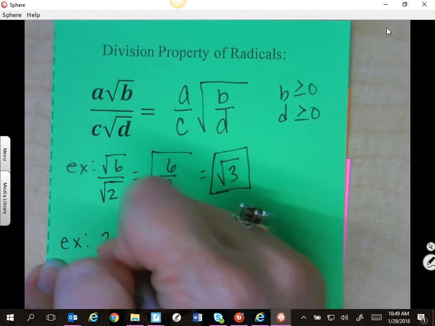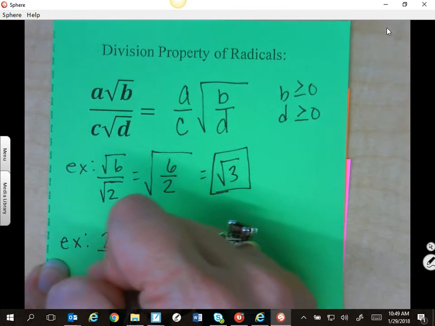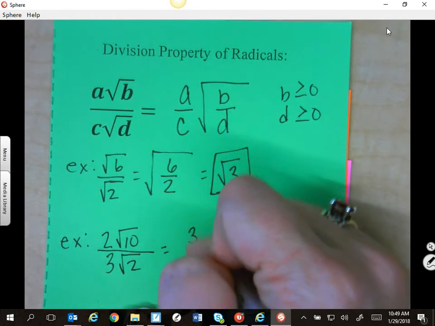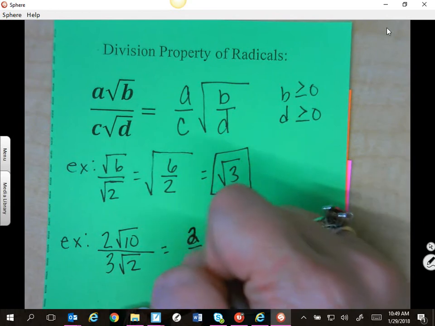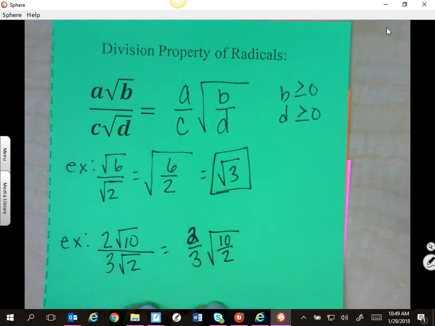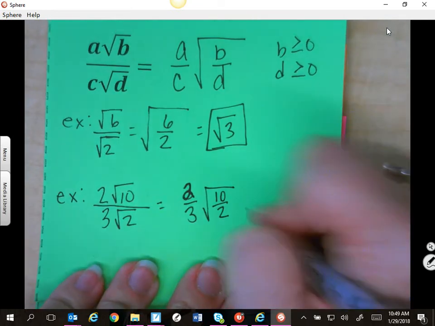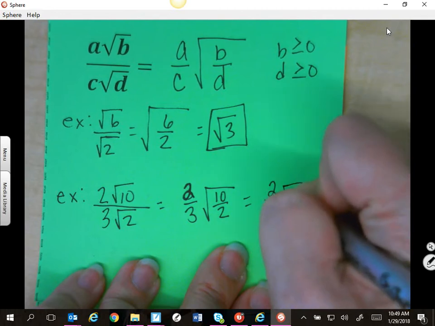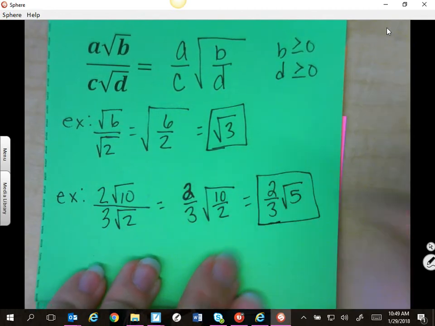2 times the square root of 10 over 3 times the square root of 2. So 2 over 3, and then one big radicand of 10 over 2. 2/3 times the square root of 5. Square root of 5 does not simplify.